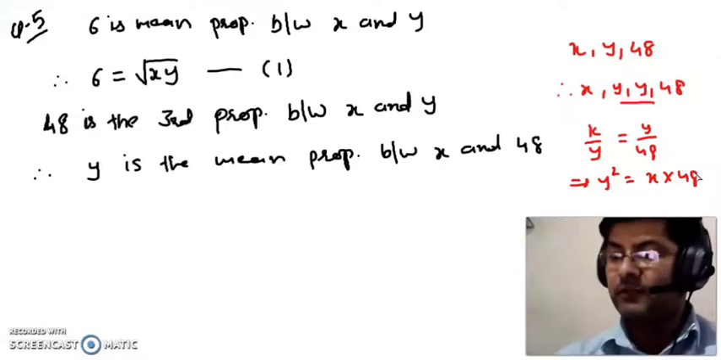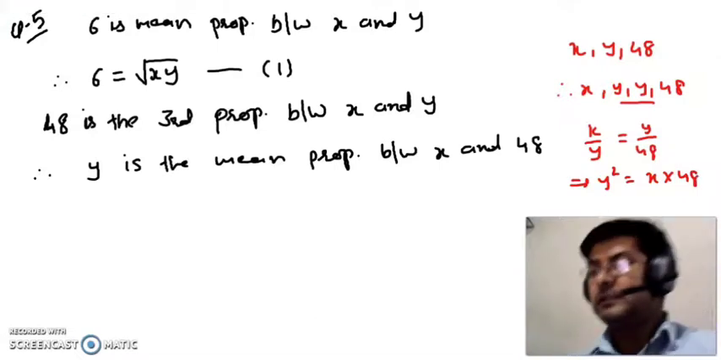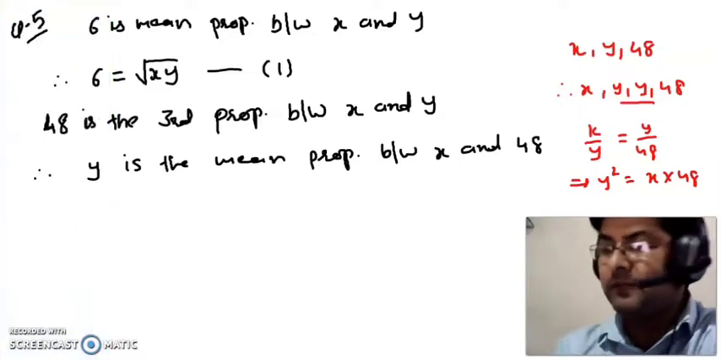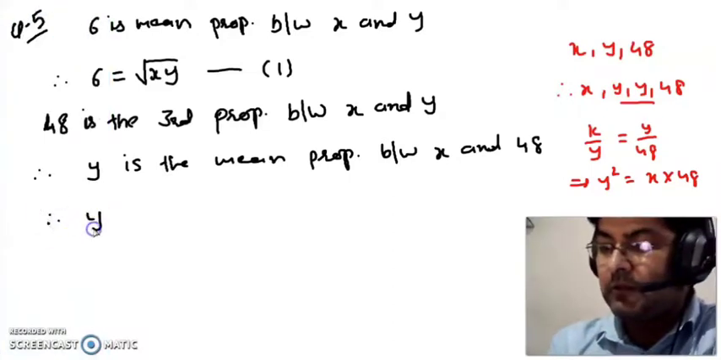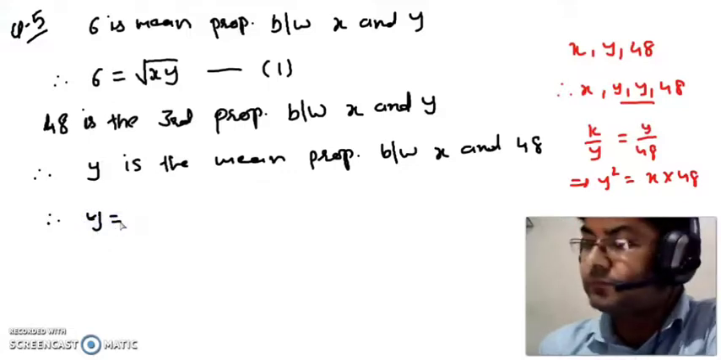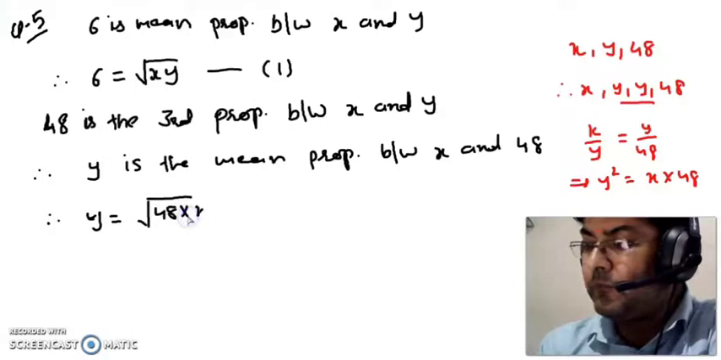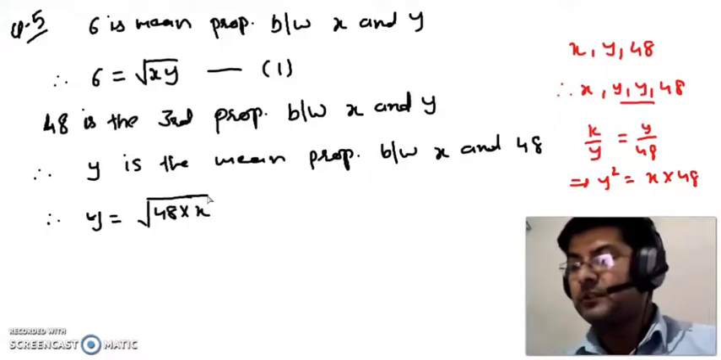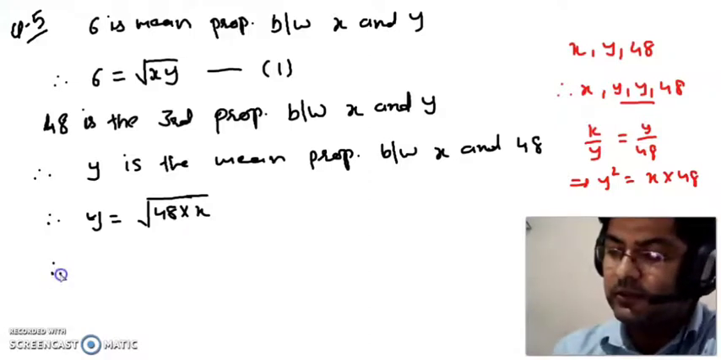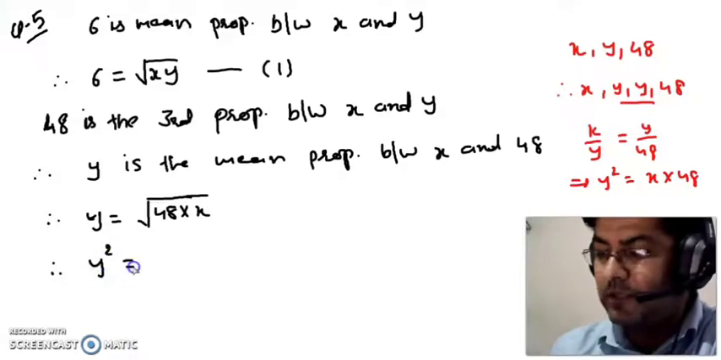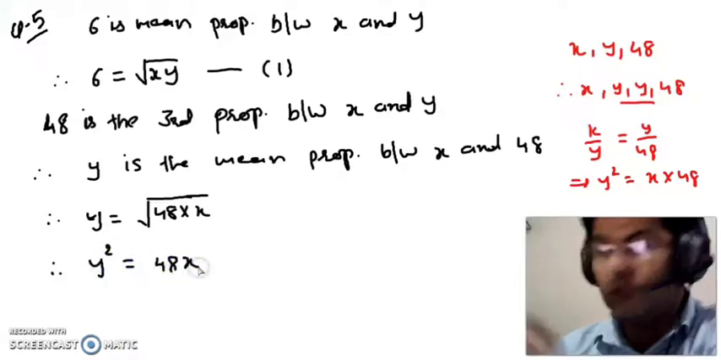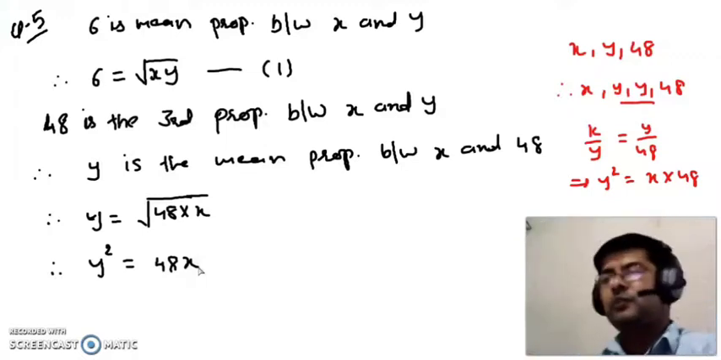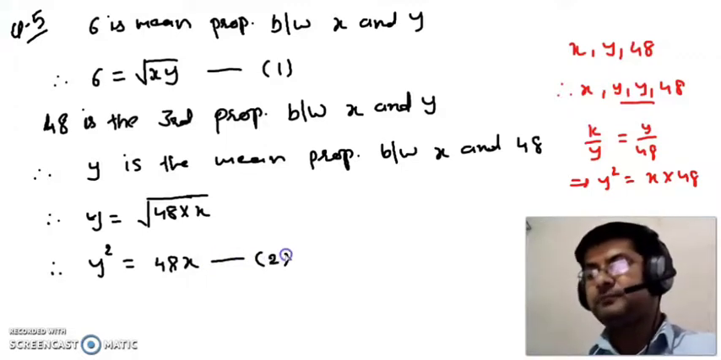Clear? And therefore, since y is the mean proportional between x and 48, we can write y is equal to square root of 48 into x. Clear? The formula of mean proportion is this. Now this is number 2. Or let us simplify this equation by squaring both the sides, y square is equal to 48x. Clear? Again, let us number this as number 2.